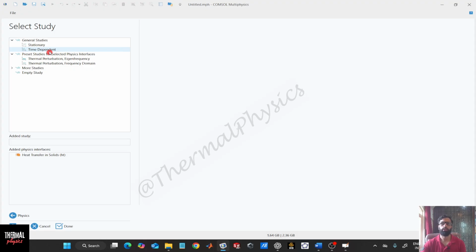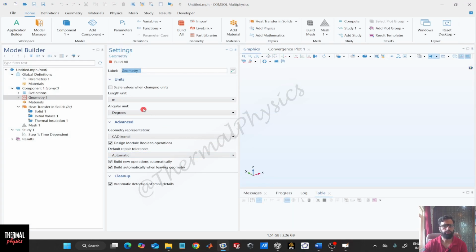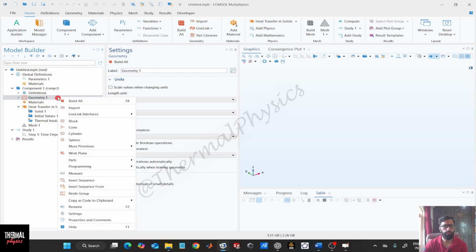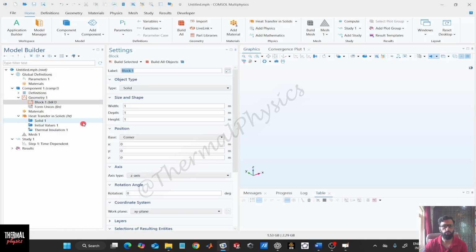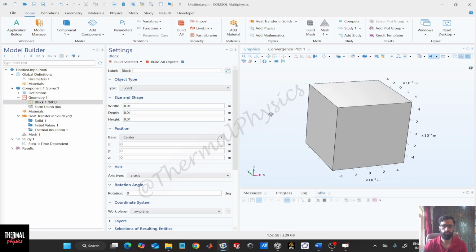Now our temperature changes with time, so it is a time dependent study. So we will click time dependent and done. Now for our geometry, we will right click on the geometry and add a block. Our cube dimensions are 0.01, so depth is 0.01, height 0.01. We will make it centered, coordinate system centered, and we have this cube of side 0.01.